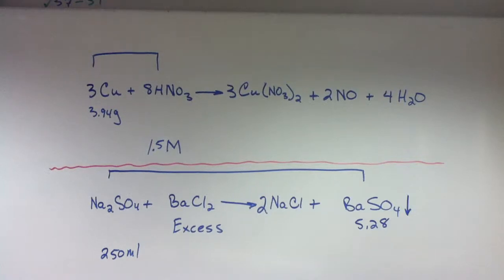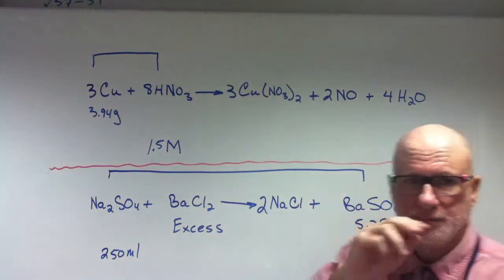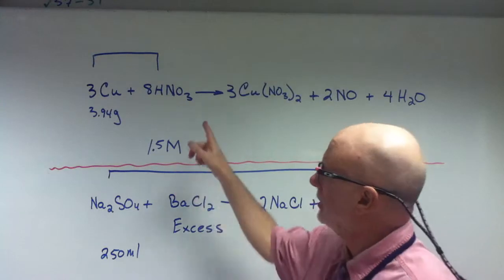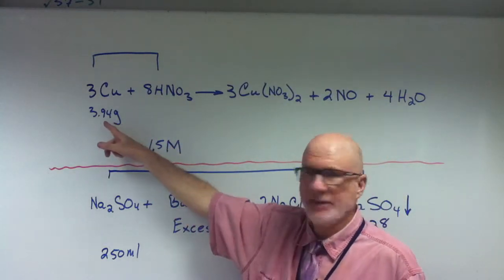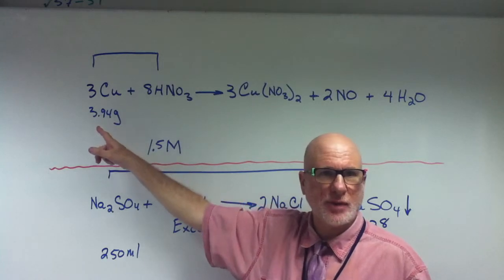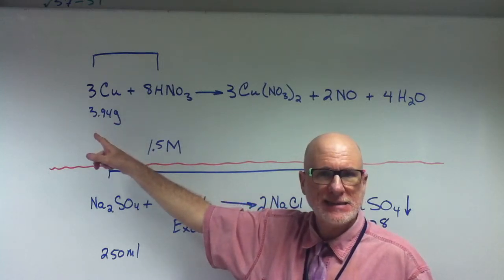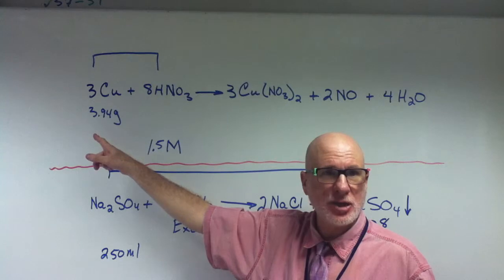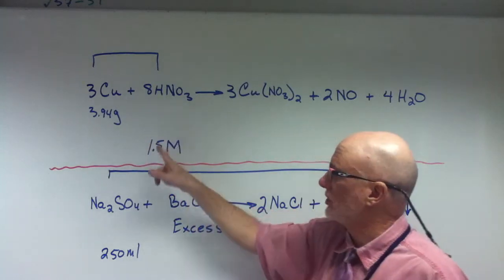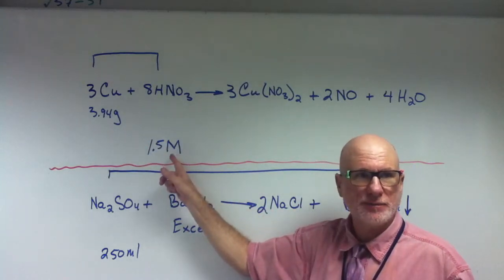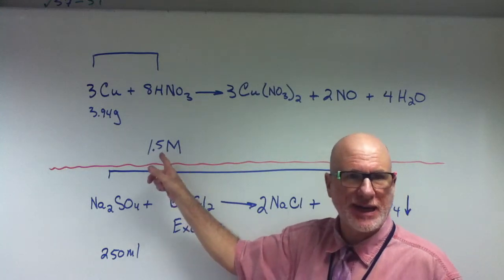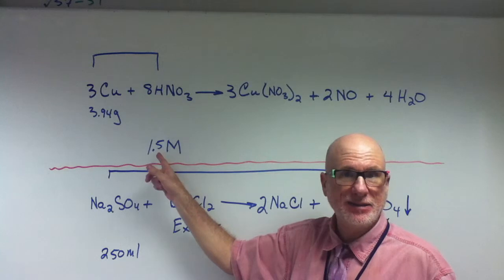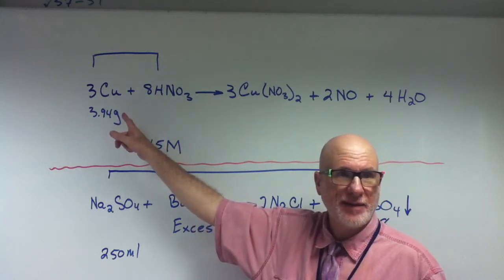Okay, let's do this. The first question says that I have a penny, 3.94 grams. It's going to react with nitric acid, which is 1.5 molar. The question is, what volume of the nitric acid is needed to react with that penny?